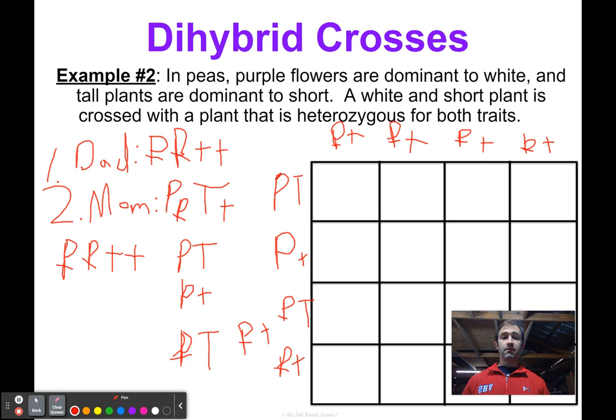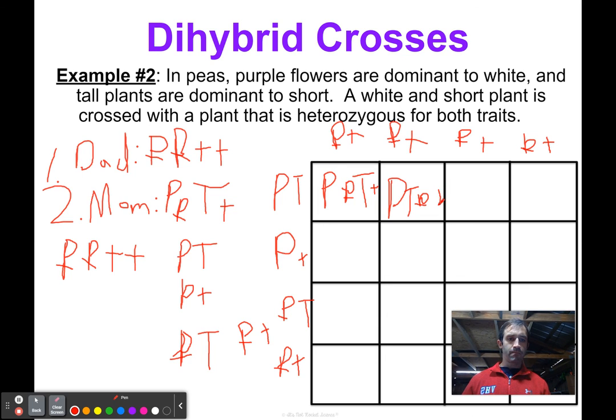So then we would combine, okay? This was mom. Mom can give a big P. Dad can only give a little p. Mom can give a big T. Dad can only give a little t. Same thing here. And if you'll notice, it's going to start to be the same thing over and over again. I'm not going to go through this whole thing, just to show you again.